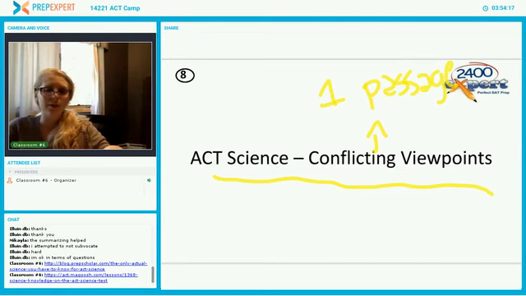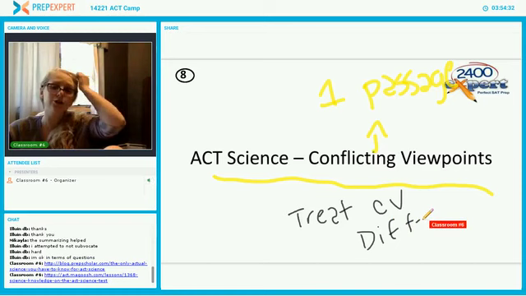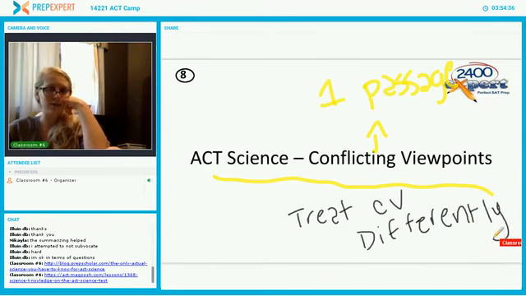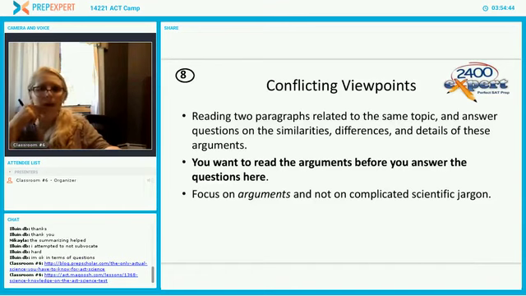It comes in different varying spots in the science section. But we're going to treat this differently. Okay, so I'm going to treat conflicting viewpoints differently than all the other passages. So you have 6 passages total. For 5 of them, your strategy is going to be go to the questions, answer specific questions first, then answer broad questions. Okay, for conflicting viewpoints, we're going to treat this like a reading passage, right?